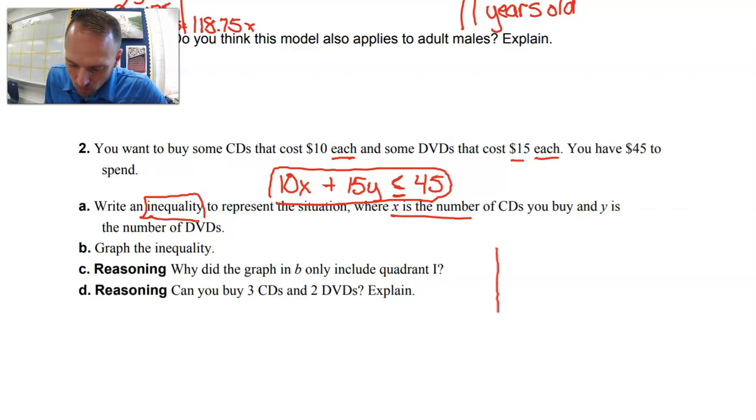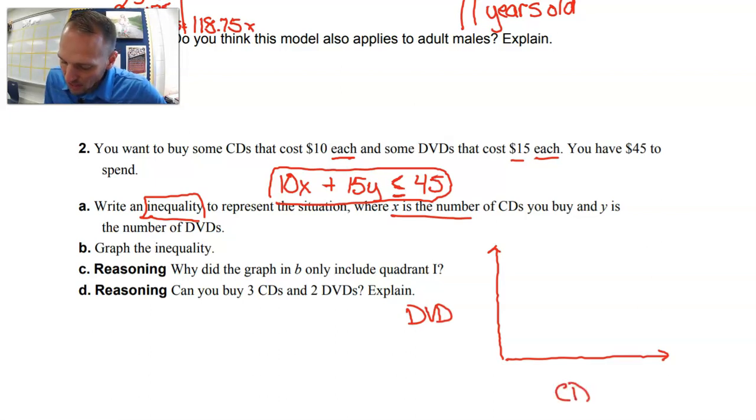Let's look at B, graph the inequality. Now, I am going to make this just as easy as I possibly could. So the y value is DVDs. CDs were the x value. Okay, so I've got a question. If we've got $45 and we only buy DVDs for $15 each, how many could we buy? What's 45 divided by 15? That's going to be 3. So if we only bought DVDs, we could buy 3 of them.